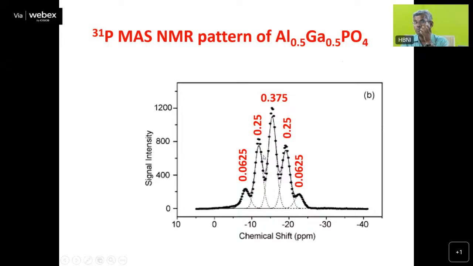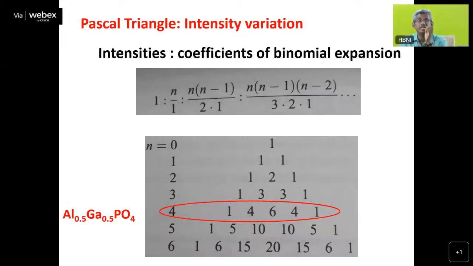This type of pattern you might have seen, 1, 2, this is a pentet. Sometimes protons also get coupled. If you have 4 protons, there is pentet splitting, and then you say 5 signals are there, and you can calculate how many protons there are. These belong to coefficients called Pascal's triangle. Probably in your high school classes or in your 10+2, you might have learned about Pascal's triangle. What is Pascal's triangle? The intensities are coefficients of the binomial expansion.